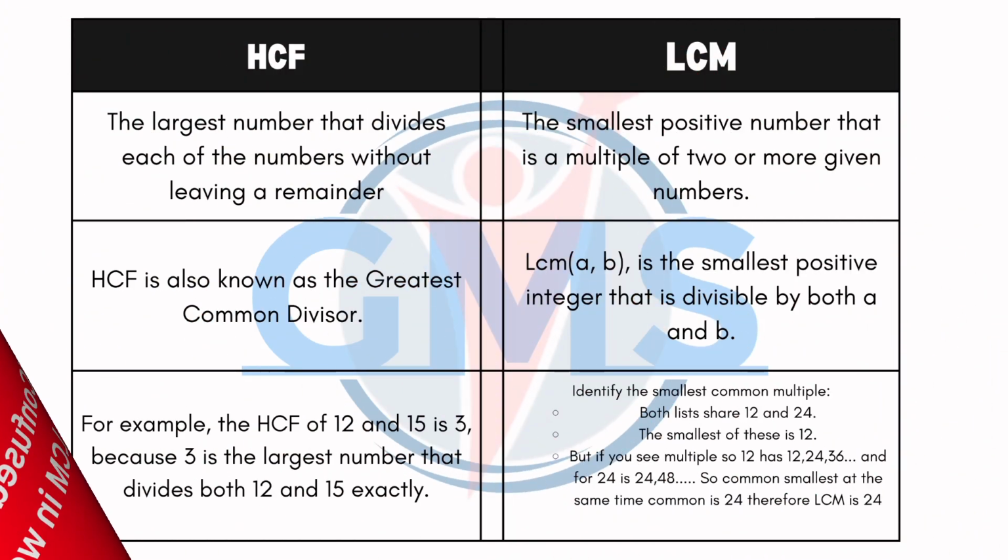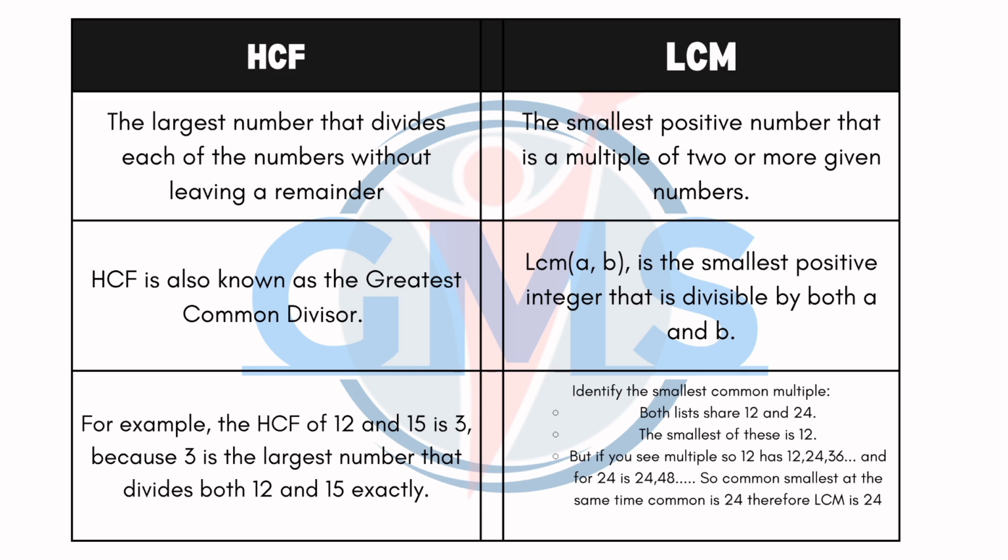What is HCF? According to the definition, HCF is the largest number that divides each of the numbers without leaving a remainder. Suppose you have 2-3 numbers and you want to divide them with a single number. There are many numbers which can divide them, but the greatest of all of them is the HCF.